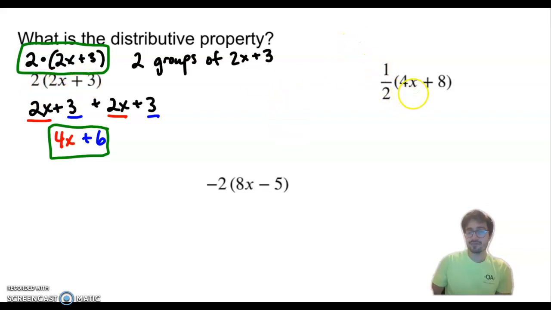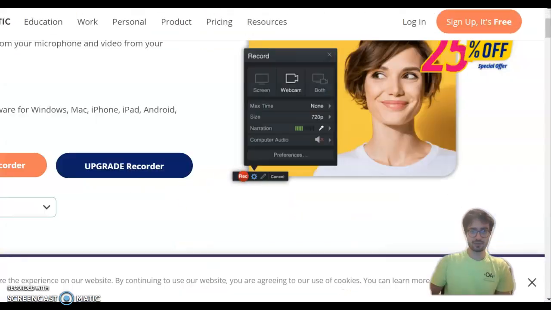So I have 1/2 times 4x plus 8. So I'm going to distribute it, and I'm going to use different colors so you see each piece. So 1/2 times 4, that's going to give me 2, and then that's 2x. Then I have 1/2 times 8, that's going to give me 4. If you need to use a calculator, that's okay. We can use our calculator.